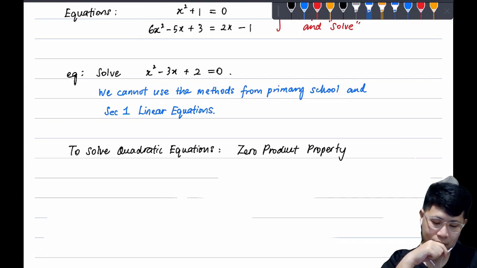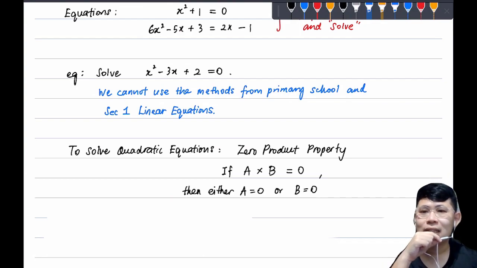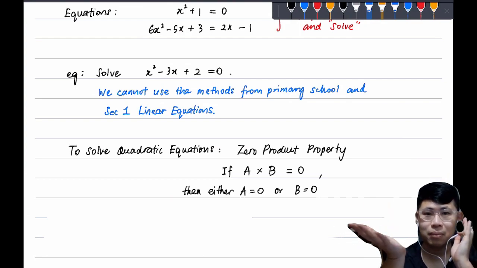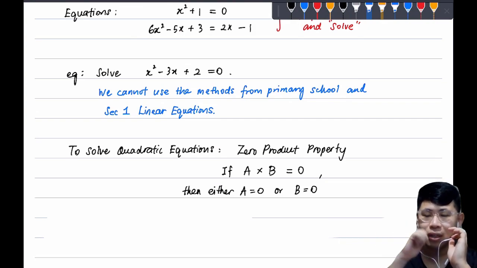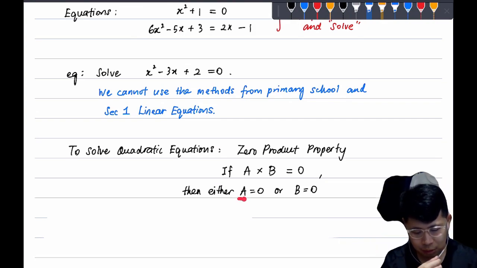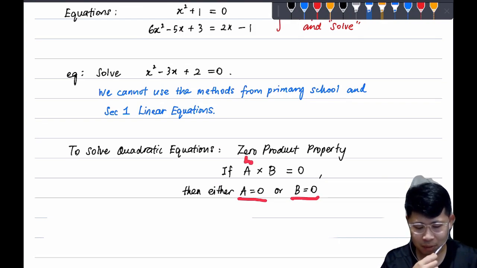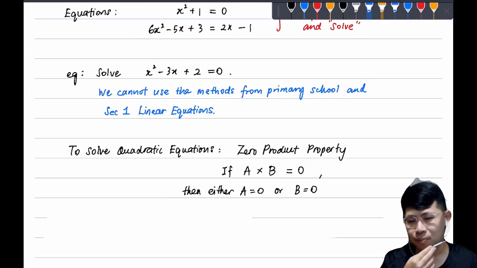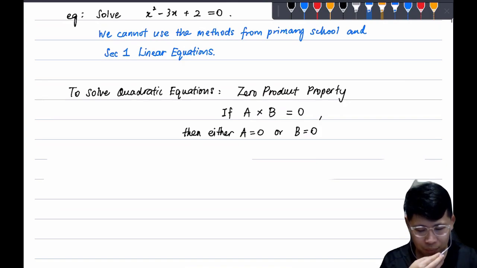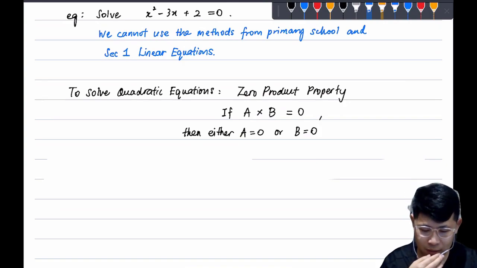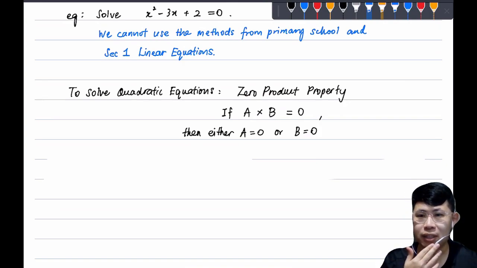So what is this zero product property talking about? Let's say you have two numbers a and b, and a times b equals 0. Then either a equals 0 or b equals 0. Is this true? For example, if a is 5, what must be the value of b such that this is 0? b must be equal to 0, correct? So it's either one of them will be 0. Over here, we will make use of this property so that we can solve a quadratic equation.